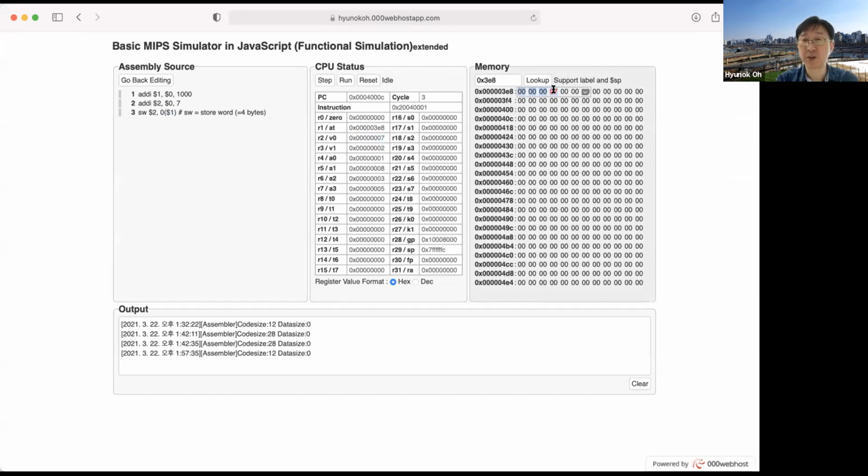Okay, so can you write down this code in your simulator? And if you have a question, please let me know. And also, if you are done, please let me know in the chat window.